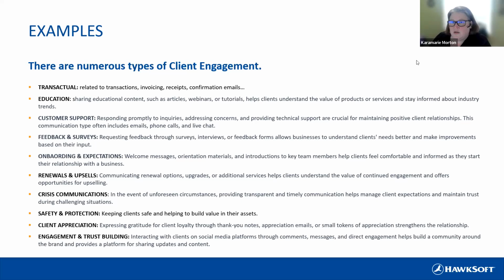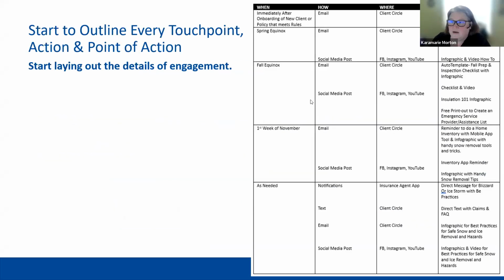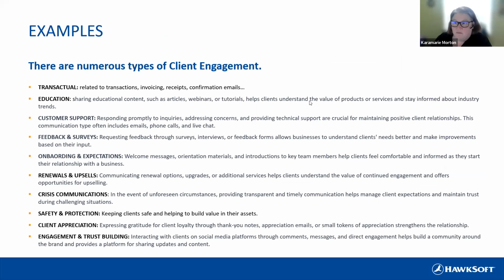Whenever you see in your data and in the information that you're reviewing that you have a customer support problem, you can label it if you'd like. I'm very granular when I start looking at all of this. It drives my broker nuts. So I have to show him this outline here, but I have in the background my outline of what it is that I want to do. Feedbacks and surveys are another type. Onboarding and expectations, renewals and upsells, crisis communication, safety and protection, client appreciation, engagement, and trust building.